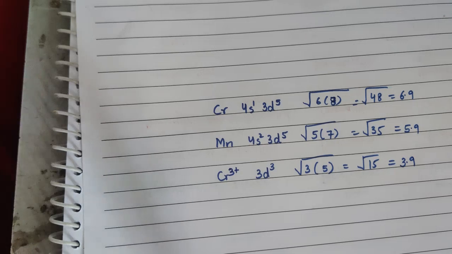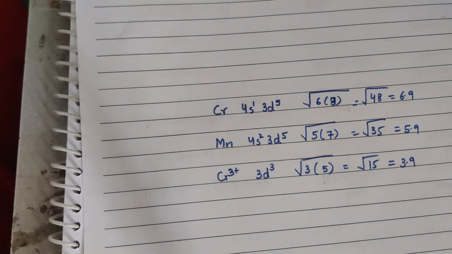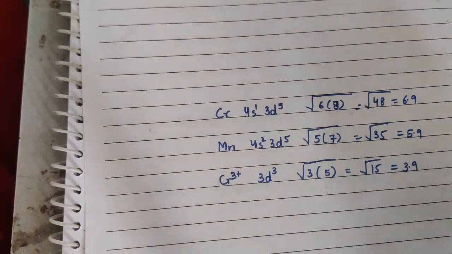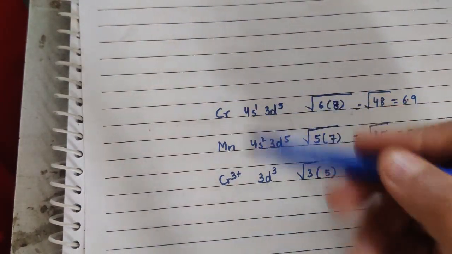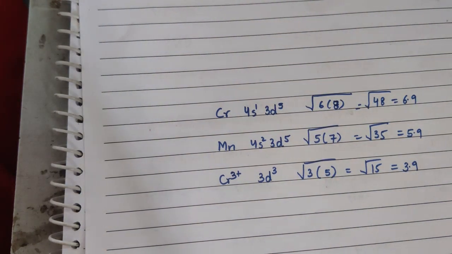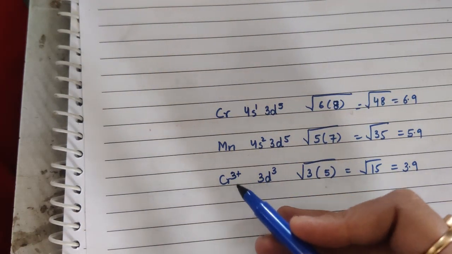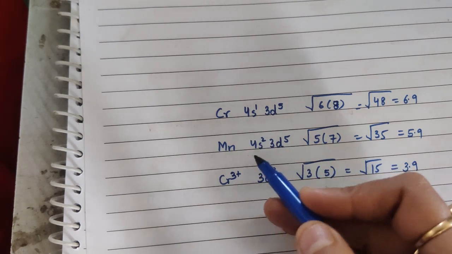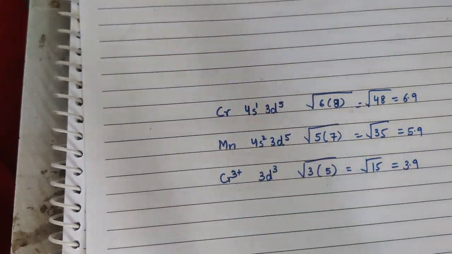So you can easily find the magnetic moment of any element. For this you must know the number of unpaired electrons, and for this you must know the electronic configuration from scandium to zinc. And always remember, whenever we write the ionic state, the electron is always removed from the s orbital.